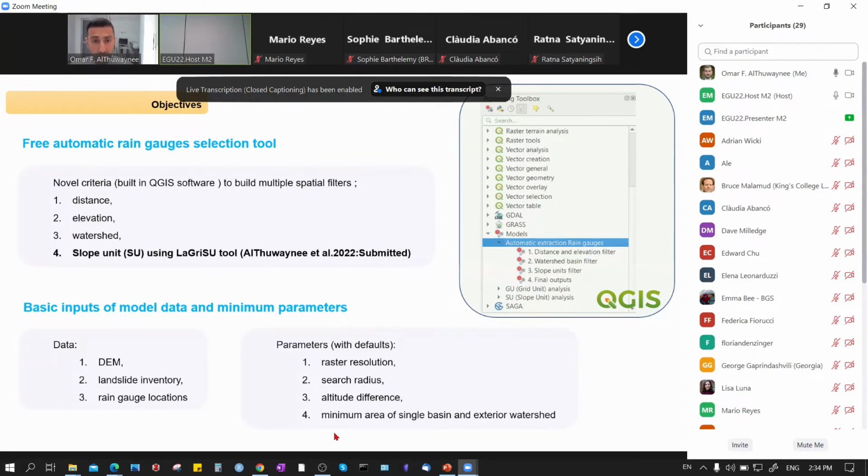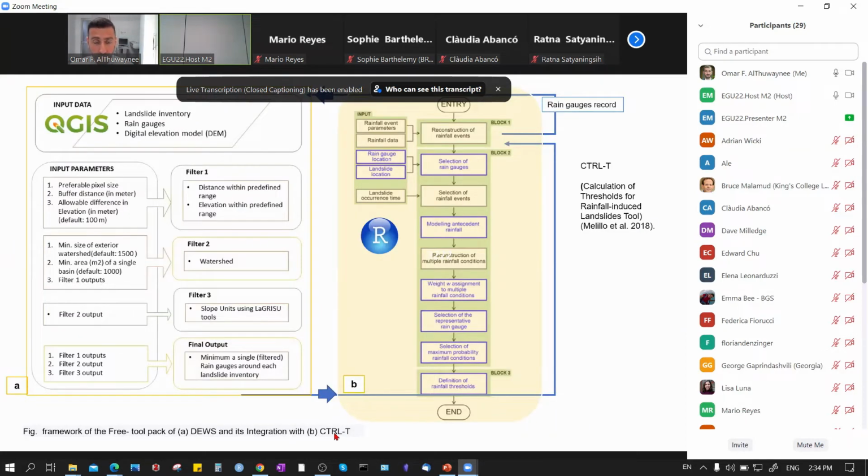Next, please. So this tool is developed and completed, and later on it's integrated with the CTRL tool just to see the reflection on the improvement of the thresholds. On the left side you can see this is the tool. It purely works on Windows and it's based on QGIS. On the right side it's the CTRL based on R. So in the paper that is written, it's full of the two methods, and in this presentation we focus on the tool itself.